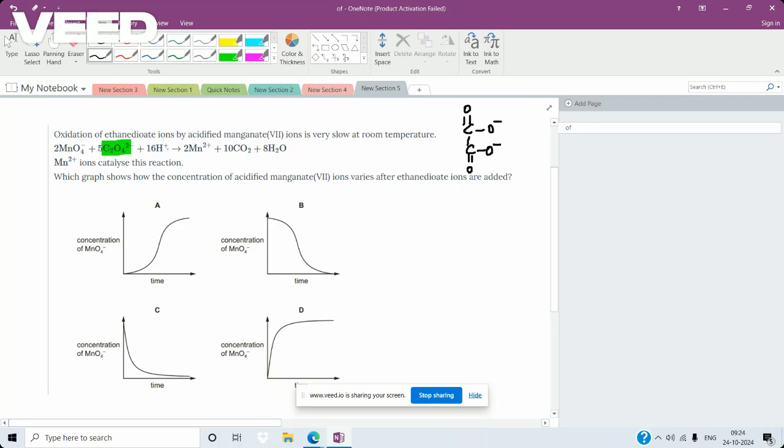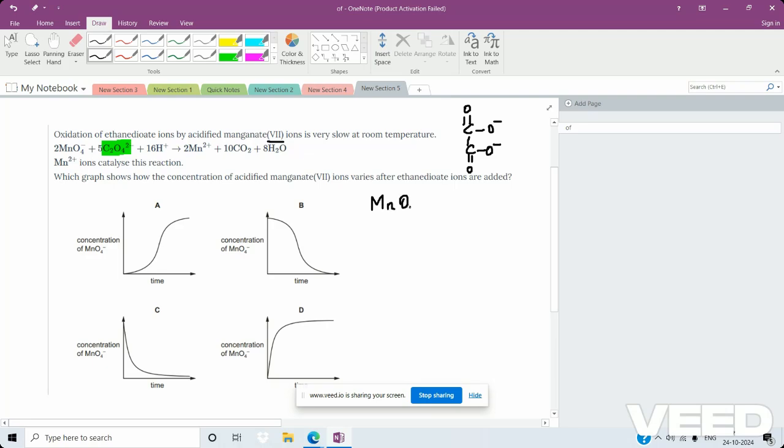You know about the carboxylic acid. Carboxylic acid has the name oic acid. Here there are two carbon atoms. That's why we are saying this as ethane dioic acid, and they are asking oxidation of ethane dioate ions by acidified manganese 7 ions. Why are they calling this manganese 7 ions? Manganese 7 indicates the oxidation state of manganese in MnO4 minus.